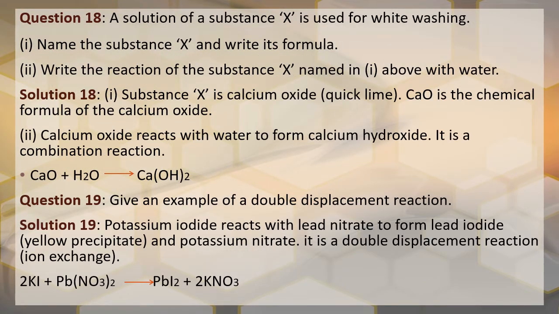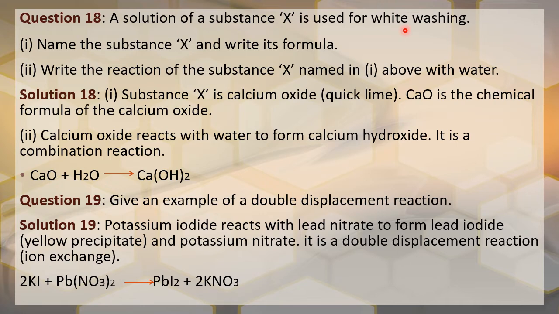A solution of a substance X is used for whitewashing. Name the substance X and write its formula. Write the reaction of the substance X named above with water. Yeah, here the clue is whitewashing. So for whitewashing, we use chuna in Hindi. What is chuna? Chuna is a combination of calcium oxide and water. So whenever you go for the whitewashing, first we bring lime, that is calcium oxide, from the market. That calcium oxide is kept in water for some time.